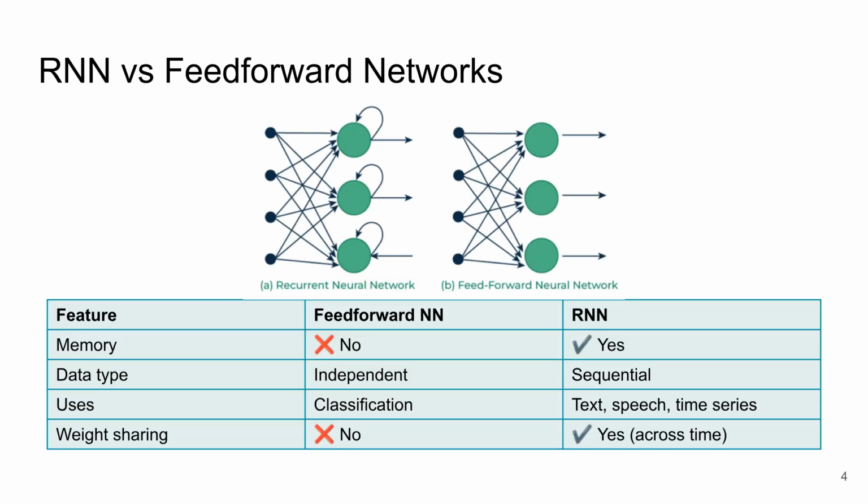Now let's see how RNNs differ from standard feed-forward networks. First, memory. Feed-forward networks have no memory, while RNNs maintain a hidden state across time steps. Second, the type of data they handle. Feed-forward networks work with independent inputs, while RNNs are built for sequential data. Third, their typical use cases. Feed-forward networks excel at image classification, but RNNs are ideal for text, speech, and time series. Finally, weight sharing. In feed-forward networks, each layer has different weights, but in RNNs, the same weights are reused across all time steps. This weight sharing is crucial because it allows RNNs to handle variable length sequences efficiently.